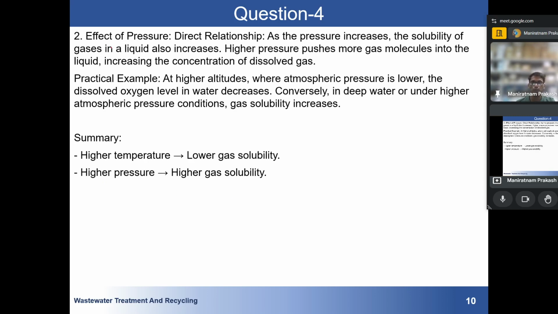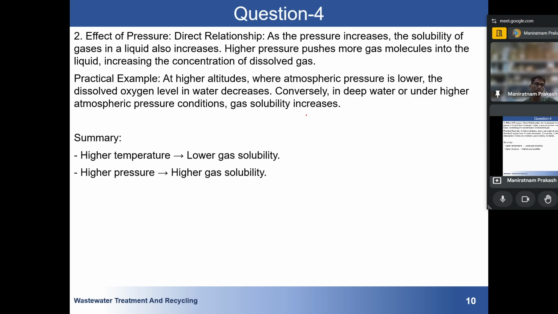So, if we talk about the pressure, there is a direct relationship. As the pressure increases, the solubility of gas in the liquid also increases. High pressure pushes more molecules into the liquid, increasing the concentration of dissolved gases. So, for practical purposes, at higher altitude where the atmospheric pressure is low, the dissolved oxygen gas in the water decreases. Conversely, in deep water or under high atmospheric pressure, the gas solubility increases.